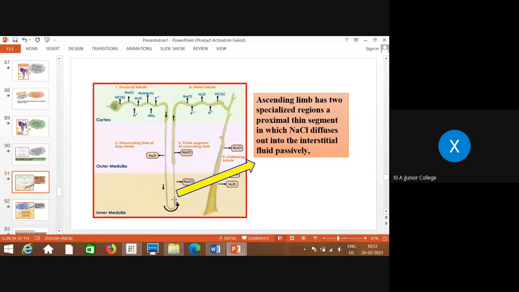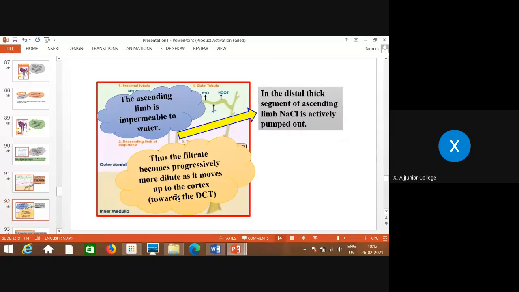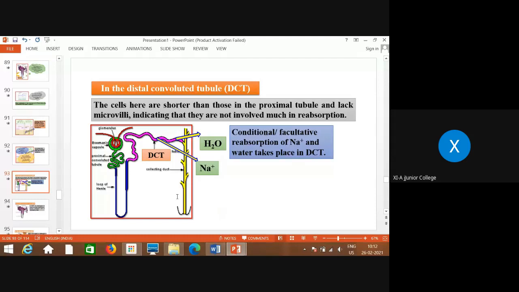So, this ascending limb is permeable to the electrolytes but not to the water. So, NaCl and such ions are diffused from the ascending limb of the loop of Henle, and the ascending limb is impermeable to water. So remember these two points, very important in maintaining the pH as well as the ionic balance of the filtrate, or you can say urine.